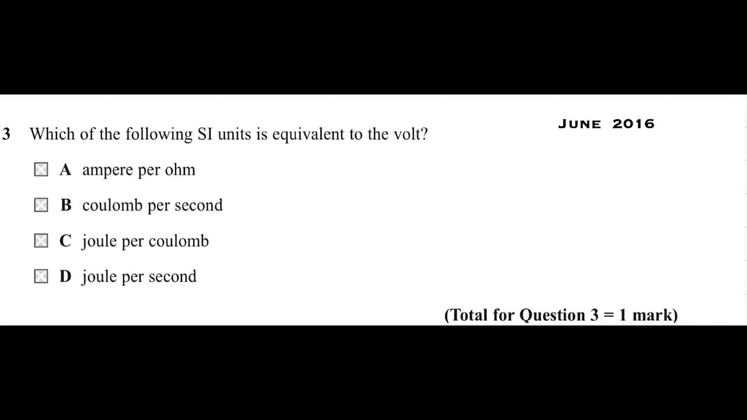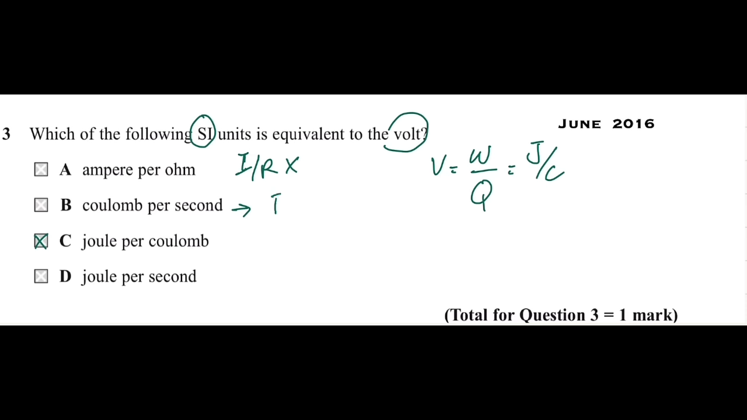The question is, which of the following SI units is equivalent to the volt? For volt, there is one formula, which is W over Q, the energy transferred per unit of charge. So the unit for energy is J and Q is coulomb. So the correct answer, joule per coulomb, is C. Ampere is I over R, which is not Ohm's law, so it is definitely incorrect. Coulomb per second is I equals Q over T. And for D, joule per second is work over time, which is power. So the correct answer is C.